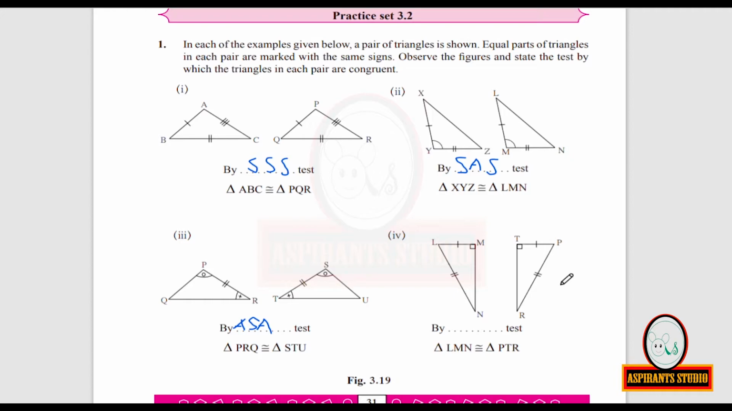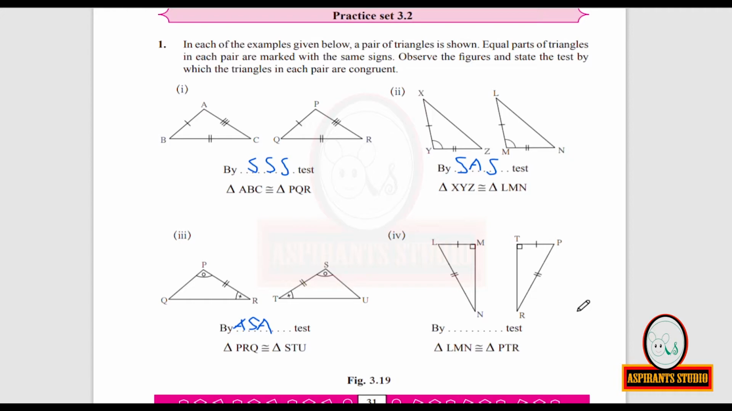So here look at the first triangle. You have hypotenuse LN. In the second triangle you have hypotenuse PR. LN and PR are congruent. Now here one side is LM, which is congruent to side PT, and according to the correspondence of the vertices, if you make this triangle overlap with this triangle, then vertex L will correspond to vertex P, vertex M will correspond to vertex T, and vertex N will correspond to vertex R.